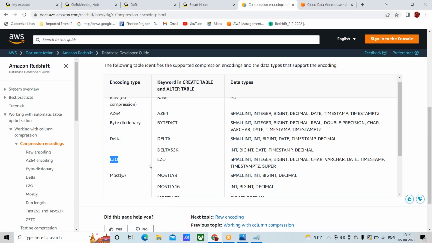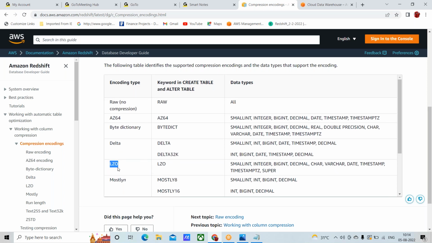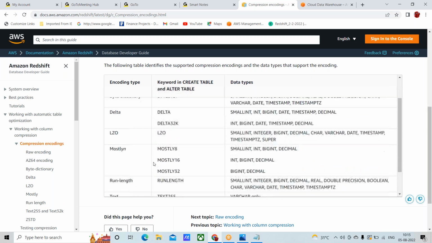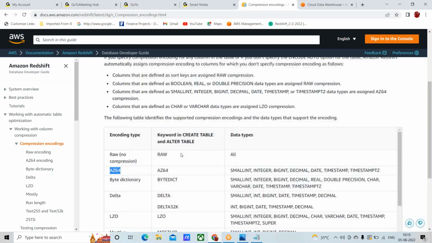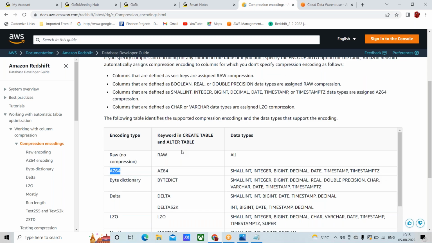But Redshift is always innovating continuously. So the much more advanced compression than LZO is AZ64. Now AZ64 is used for small int, integer, big int, decimal, timestamp. Generally AZ64 is used for all integers and timestamps, and LZO is now only for char and varchar. For integer, decimal, those things, AZ64. And this will be automatically given. You don't have to mention anything, and you don't have to remember anything.